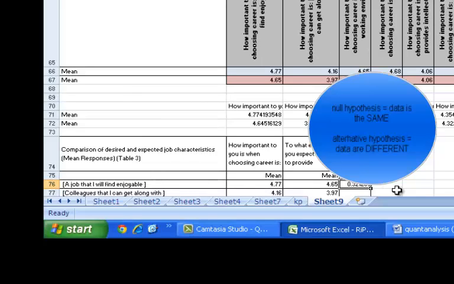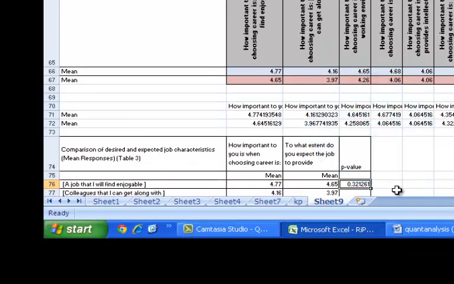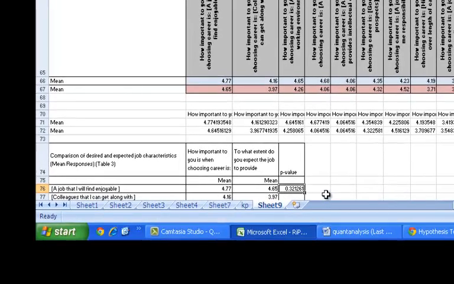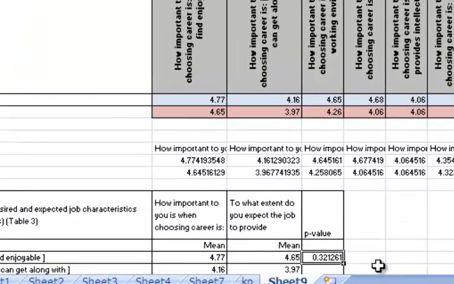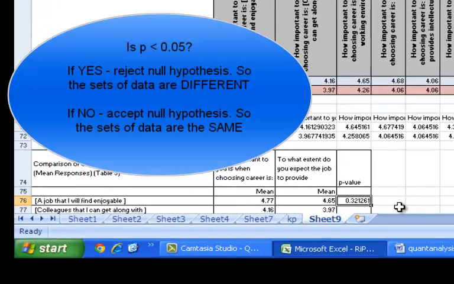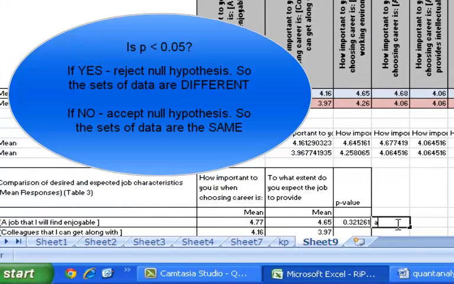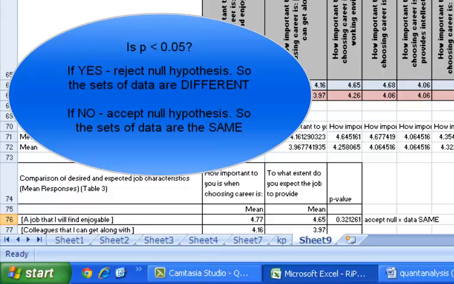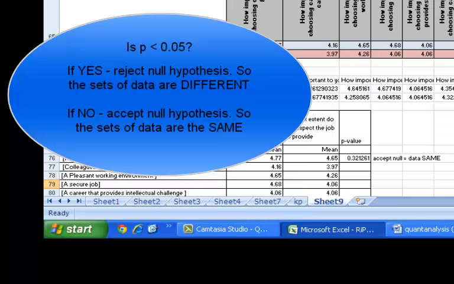Now we need to come back to what we set as our significance level, and we said that the significance level was a 5% chance of being wrong. So if p is less than 0.05, we reject the null hypothesis, but it's not. So we're going to accept those two sets of data, although they're slightly different, are not significantly different, and therefore they are the same. Or at least we can't claim they're different.